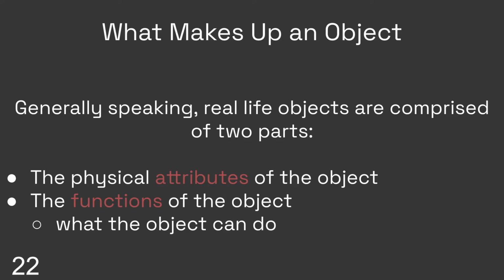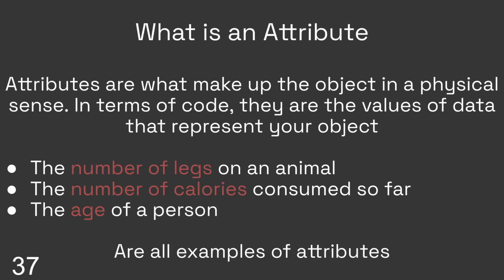Generally, we can think of objects being comprised of two main parts. There are the physical attributes of the object, and then there are the specific functions of that object, essentially what the object does or what it can do. Attributes can be thought of as the data of your object. In real life, it is what makes up your object in a physical sense. These are the things like the number of legs on an animal, the number of calories consumed so far, or the age of a person.